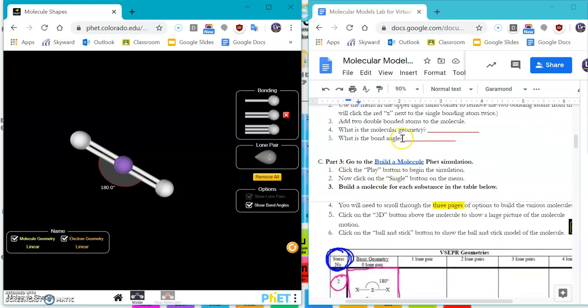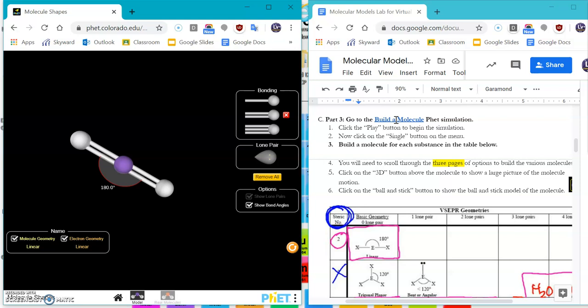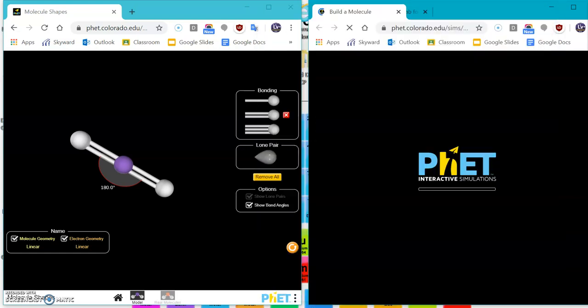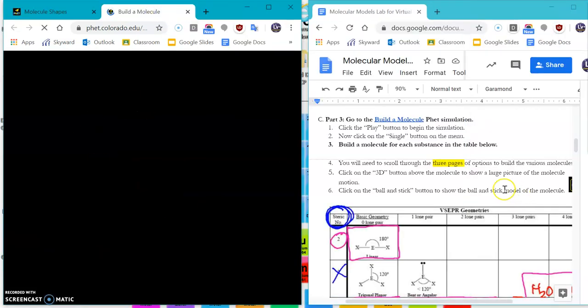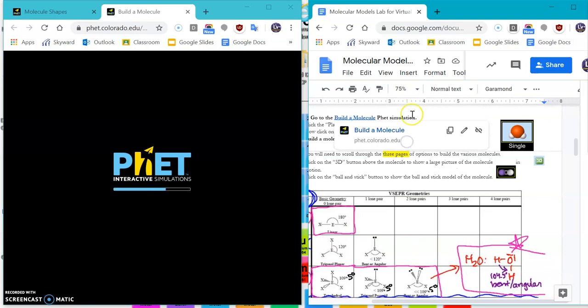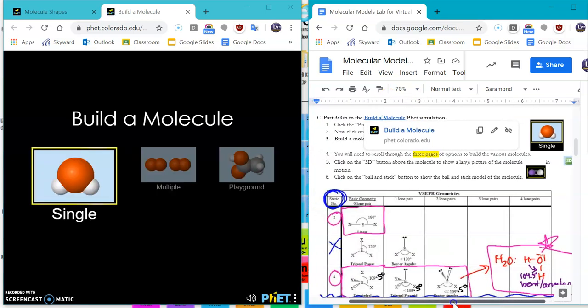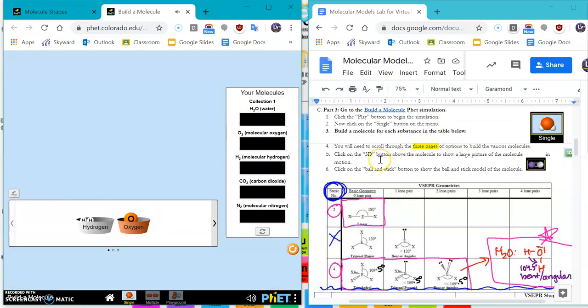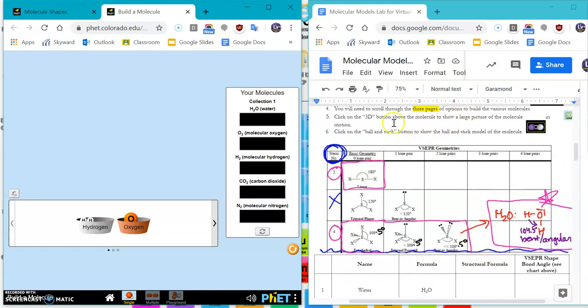How fantastic. Okay, so what we're going to do over here is we're going to go to a build a molecule simulation. So again, you can click on this one and drag it over here so you can see that second part open up. And we're going to click the play button and hit on the single one. I'm going to zoom out a little bit more so that you can see everything more clearly. We're going to click on the singles and then you'll need to scroll through the pages here in order to build our different atoms. And I'll show you what to do with the 3D button and the ball and stick.